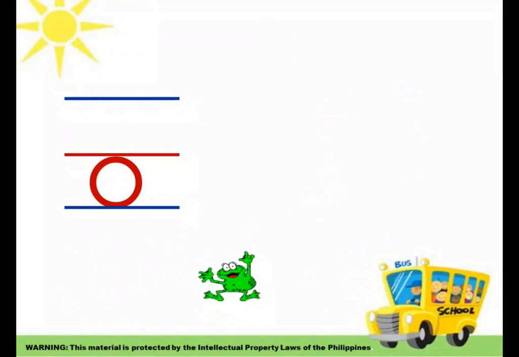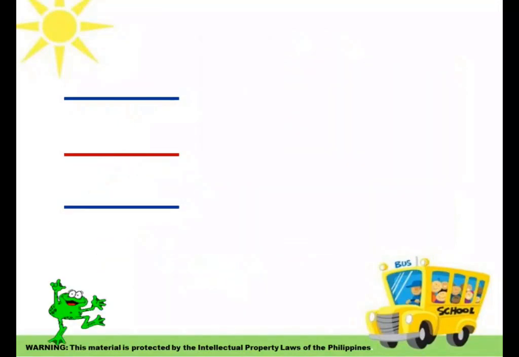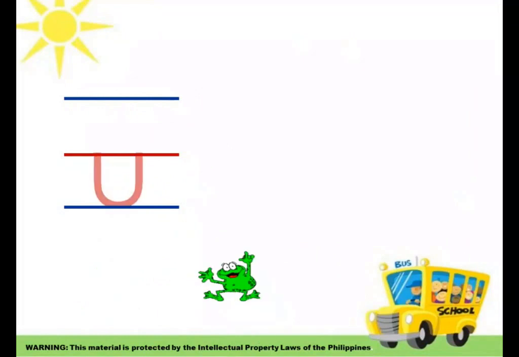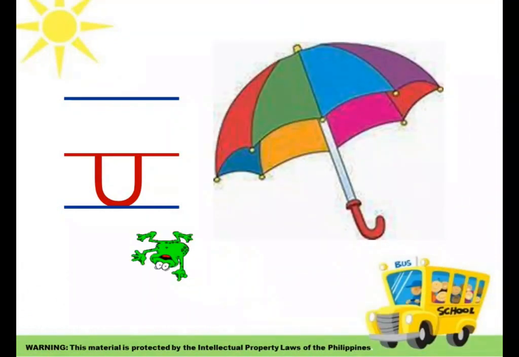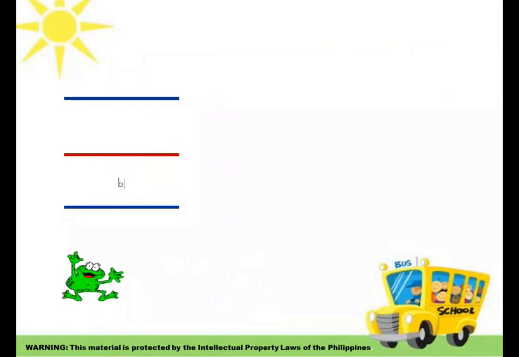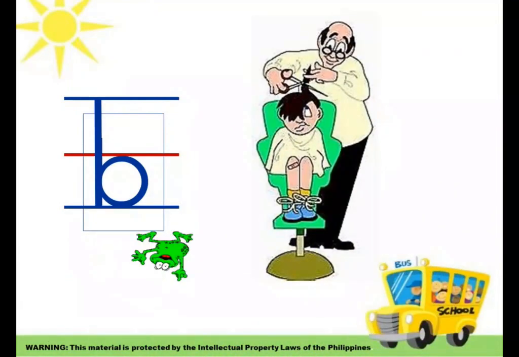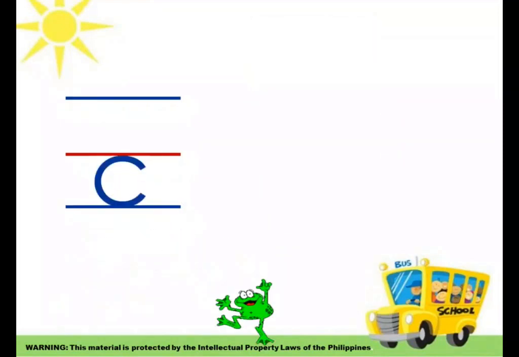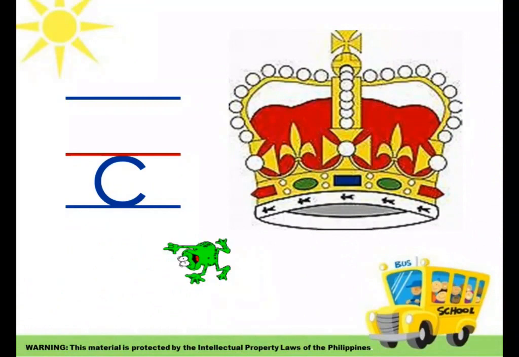O. Oven. Say it. Oven. Oh. Umbrella. Say it. Umbrella. B. Barber. Say it. Barber. K. Crown. Say it. Crown.